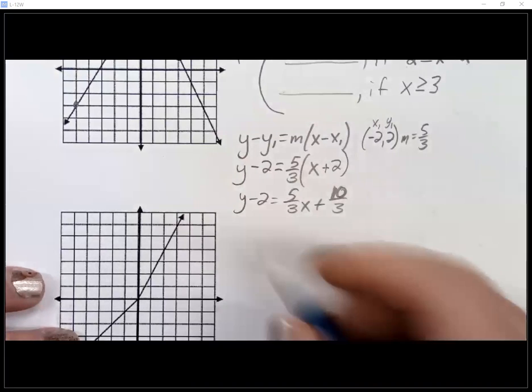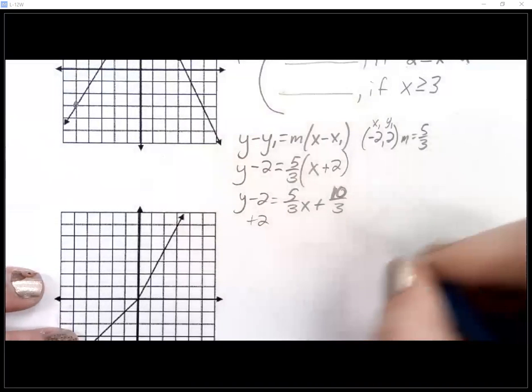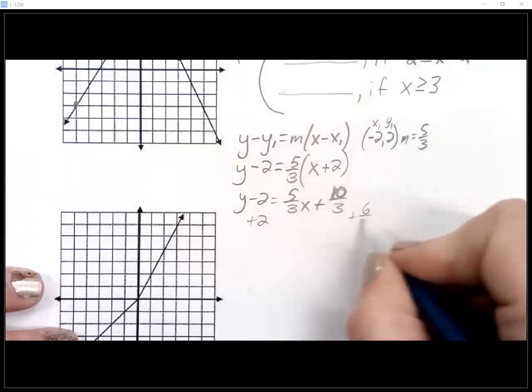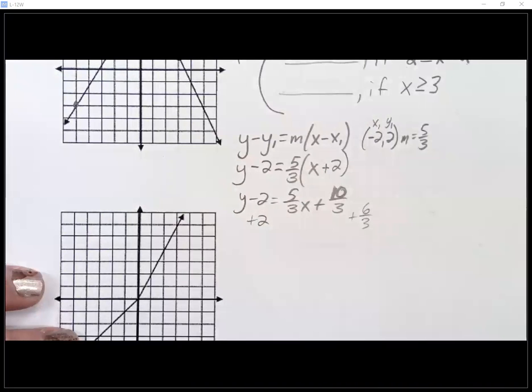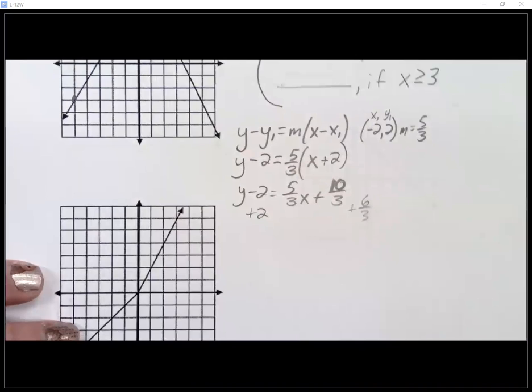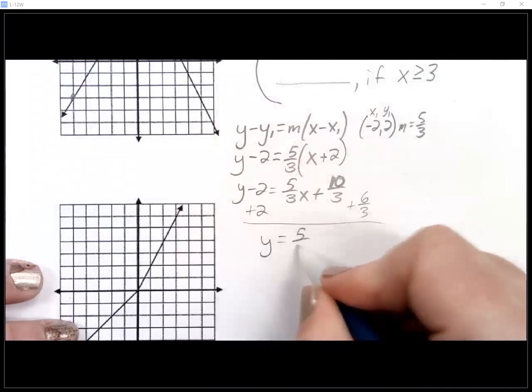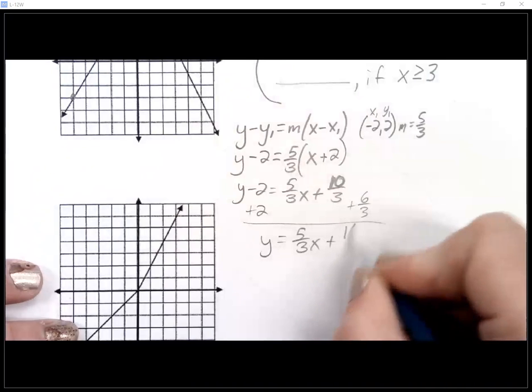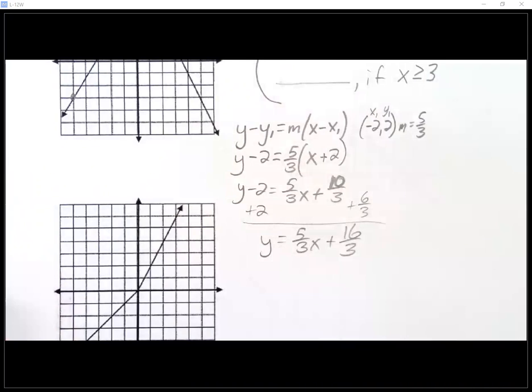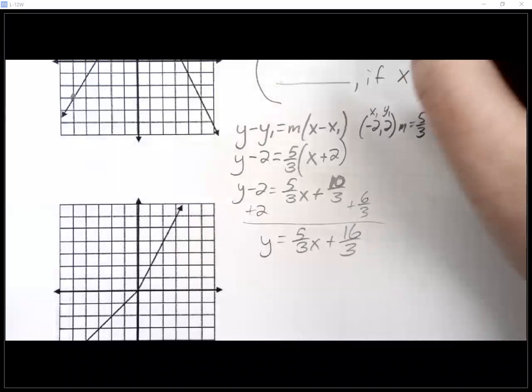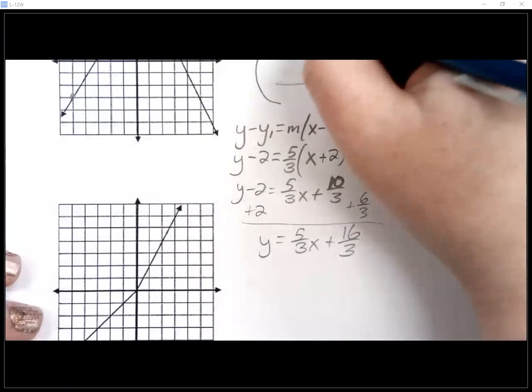But instead of adding 2, couldn't I add it as 6/3 to make my denominators match? Right, and then the same thing. So now I'm here. 5/3 x plus, I get 16/3. Did you? Is that all right? So now I know what goes in the top spot. 5/3 x plus 16/3.